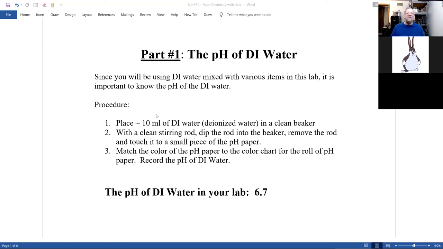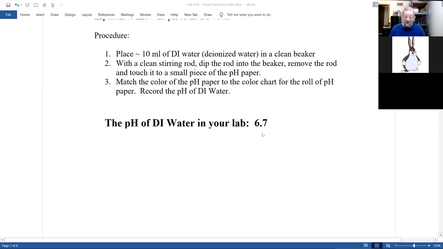And plus, the filters, otherwise known as cartridges, that the water goes through to make it deionized water, DI water, will affect the pH. And I have students measure this. And if you were in the lab, you'd see a pH of 6.7. If I have time, I do.